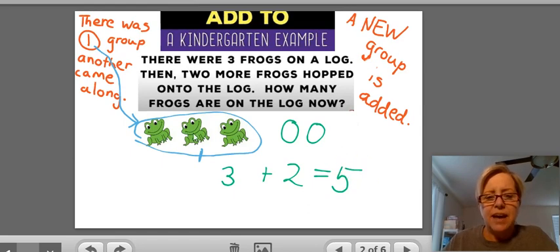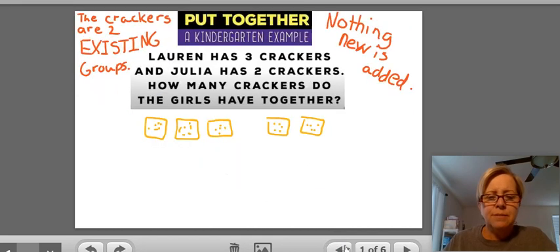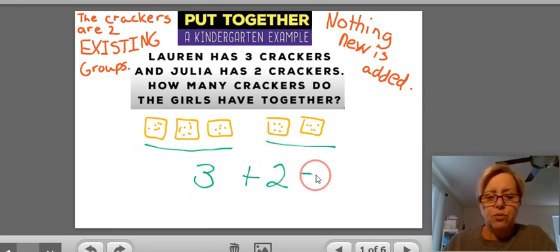There was a new group that was added to this already, where again, in this particular put together problem, Lauren has 3 crackers and Julia has 2 crackers. How many crackers do the girls have together? So they were already sitting around together with their crackers in hand. They want to combine the 2 groups to see how many they have together, right? 2 existing groups. Here's one, here's another. So we have 3 plus 2 equals 5, okay? Nothing new came along. They already had those. There were already 2 existing groups.